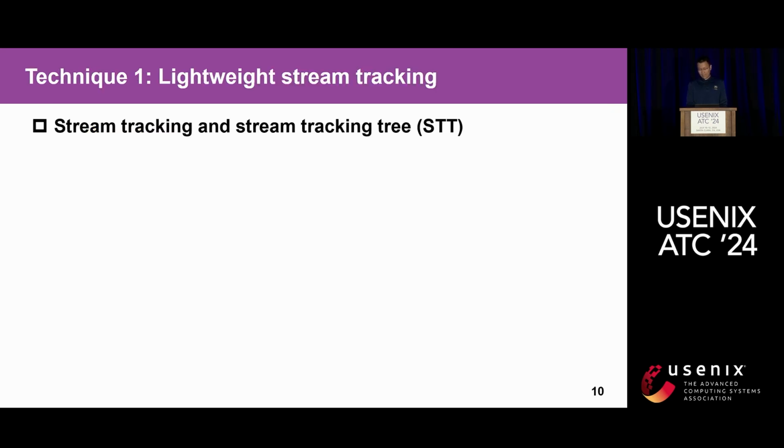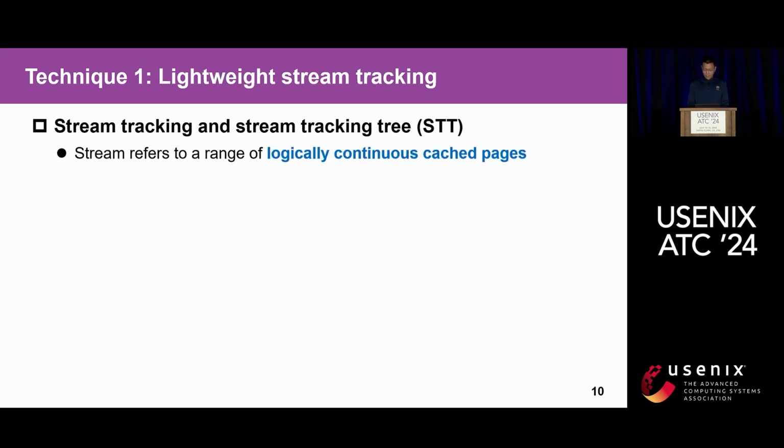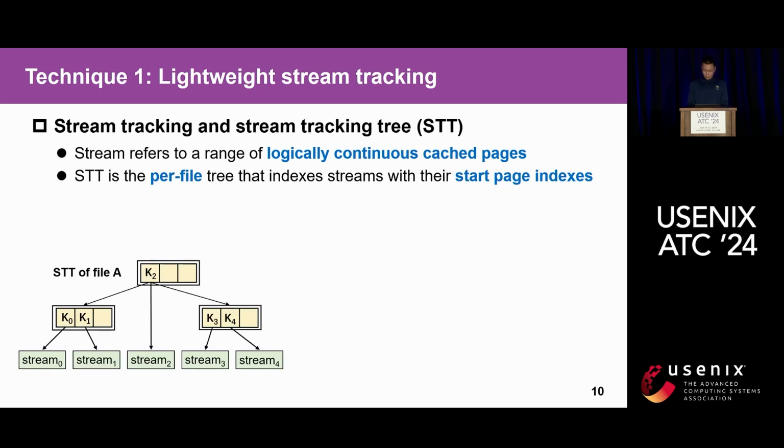The first technique is the lightweight stream tracking. It aims to maintain the states of the cached pages at the stream granularity. In this paper, stream refers to a range of logically continuous pages that are cached in the memory. To maintain the streams for fast lookup and modification, StreamCache designs a per-file tree called stream tracking tree. It indexes the streams of a file with their start page indexes.